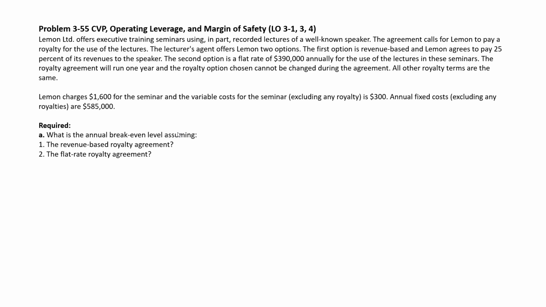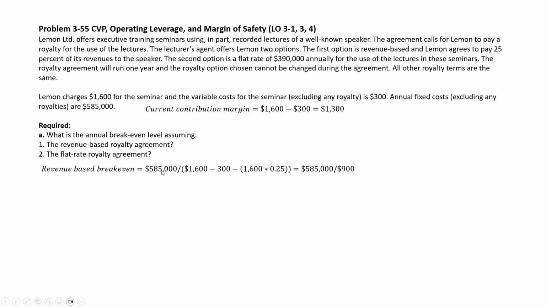And I hope you're already familiar with break even per unit, or here per seminar, would be fixed cost divided by contribution margin. So let's think about what's contribution margin before we even consider royalty fees. Well, that would be the 1600 in revenue minus the 300 in variable cost, again, excluding any potential royalty, is 1300. So let's jump back into our revenue-based royalty agreement.